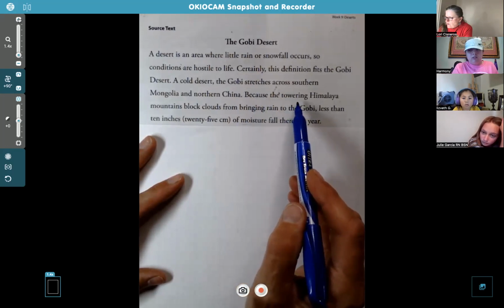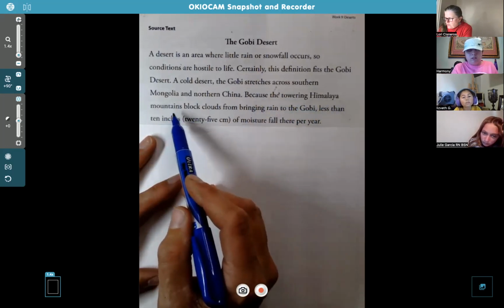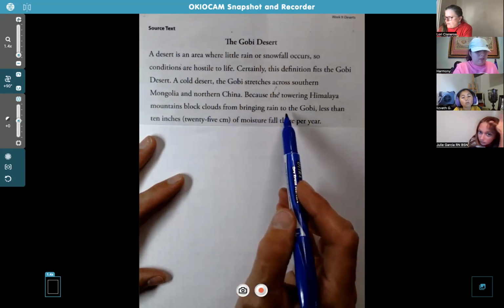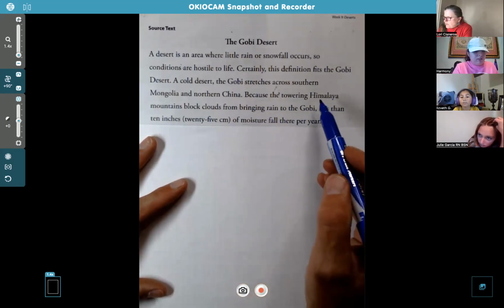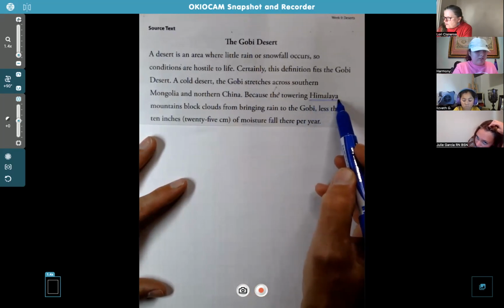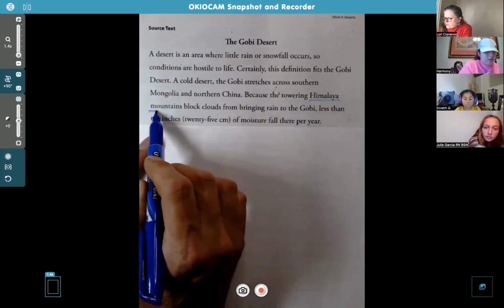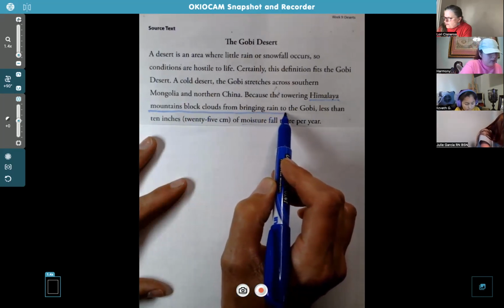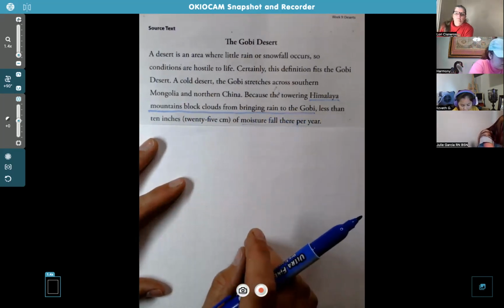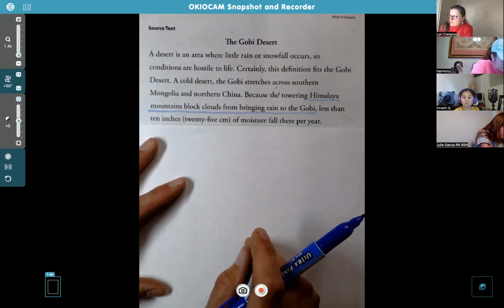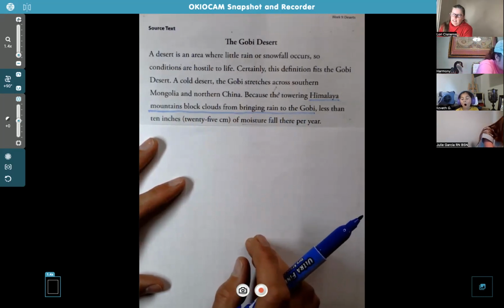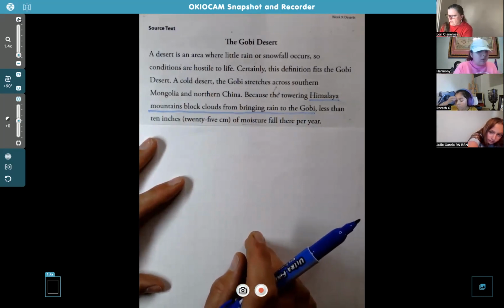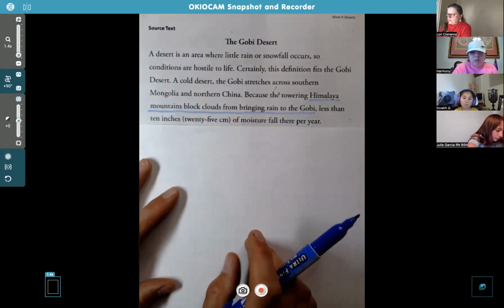It says the towering Himalaya mountains block clouds from bringing rain to the Gobi. So we can underline that part of the sentence starting right here where it says Himalaya mountains block clouds from bringing rain to the Gobi. So it tells me because those mountains are so huge that it won't let the clouds in. So it keeps the clouds from coming because obviously the clouds bring rain, right? Okay, so that's a good one.